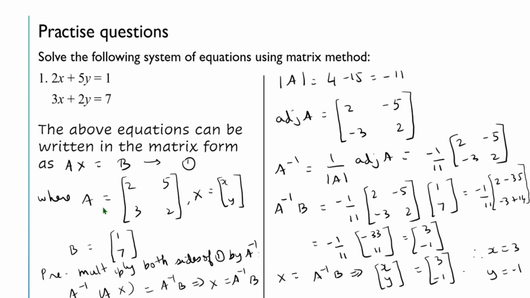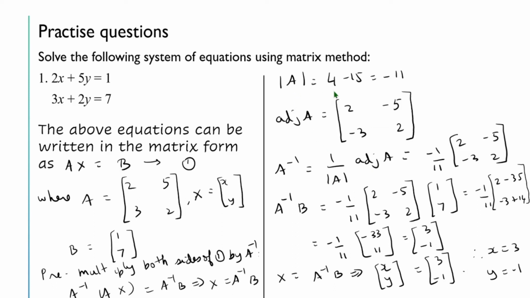So first we have to write the given equation in the matrix form as Ax equal to B, where A is the coefficient matrix, X is the variables and B the constant terms. Then we have to get X is equal to A inverse B. After this we have to find A inverse. A inverse is nothing but 1 by determinant of A into adjoint of A.